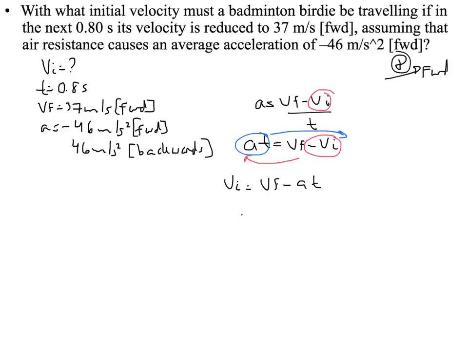Now we can plug in some numbers. We know VF is 37 minus our acceleration, which is negative 46 because it's going backwards. We already assigned forward as positive right there. Okay, and then we're going to multiply that by the time, which is 0.8 seconds. When you do the math, you get 74 meters per second forward.